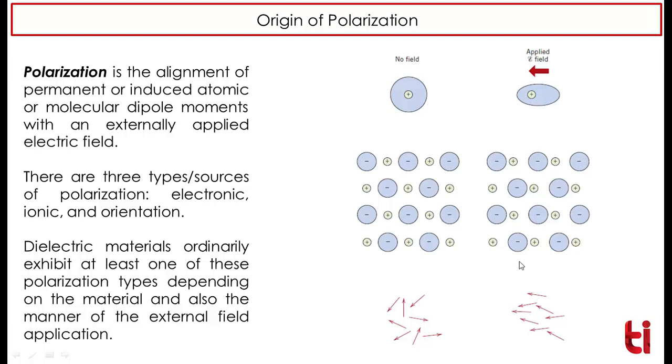So what we are saying is, there are three types of sources for polarization: the electronic polarization, the ionic polarization, and the orientational polarization. And all dielectric materials exhibit at least one of these, depending on the material and also the manner in which the external field is applied.